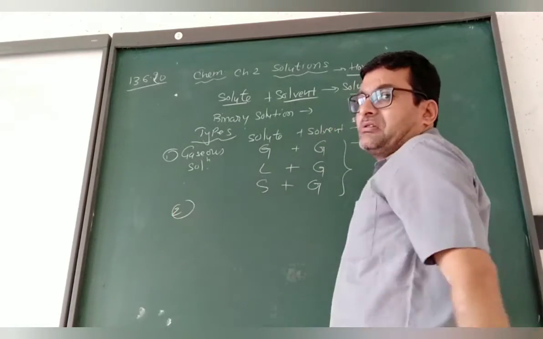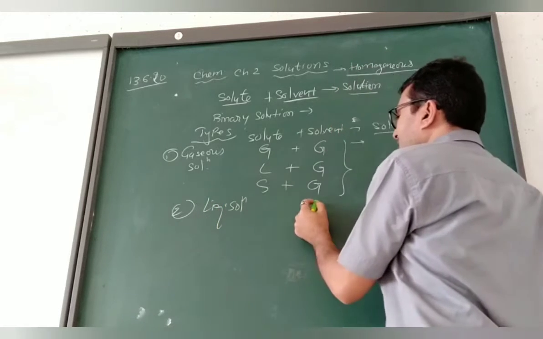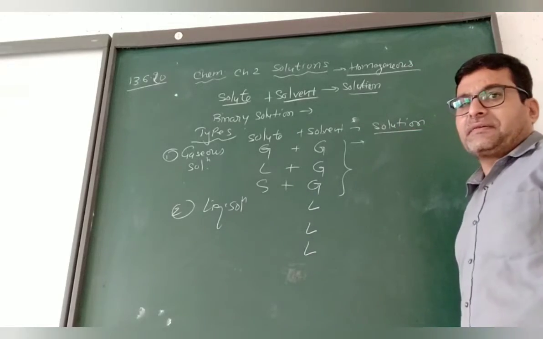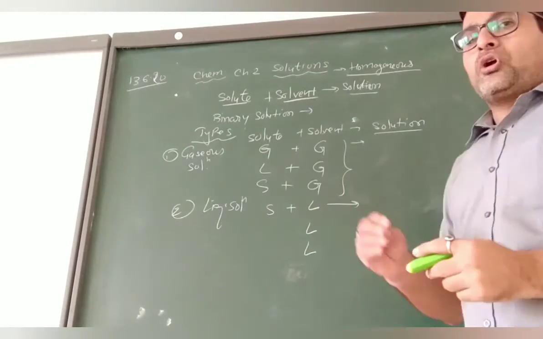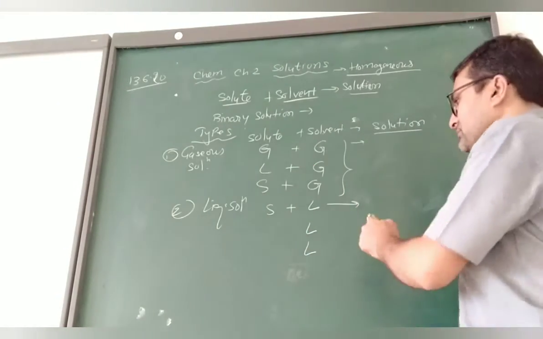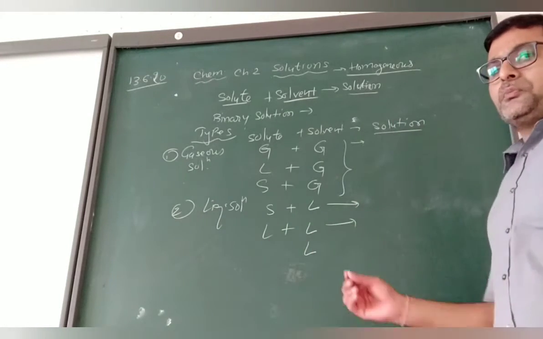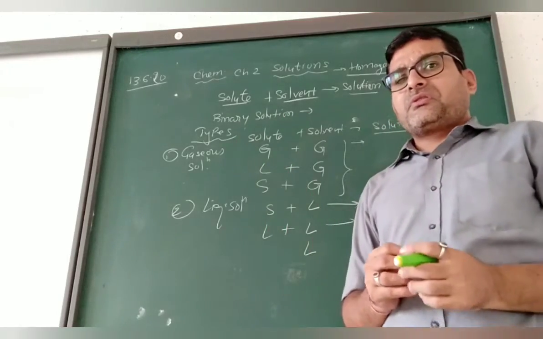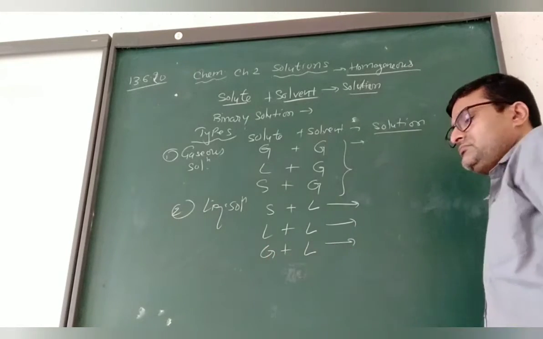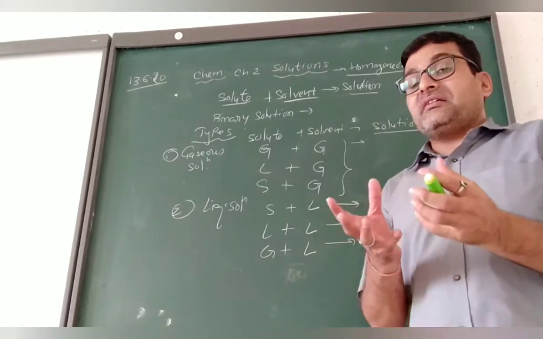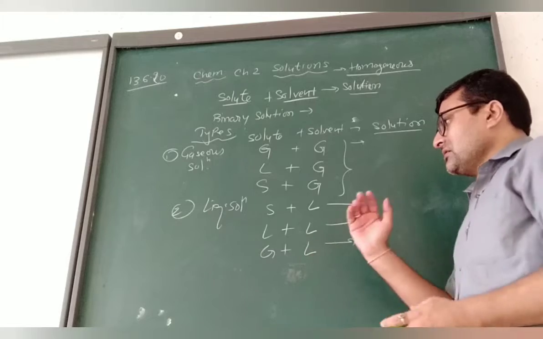Second, we take the liquid solutions. Liquid solution means here the solvent is liquid. Suppose you take solid in liquid: you put salt in water, sugar in water. Then liquid in liquid: you put alcohol in water. And third, gas in liquid. Suppose you take aerated drinks, soda, in which carbon dioxide is dissolved. So that is the example of gas in liquid.